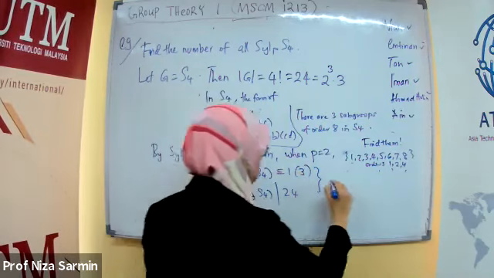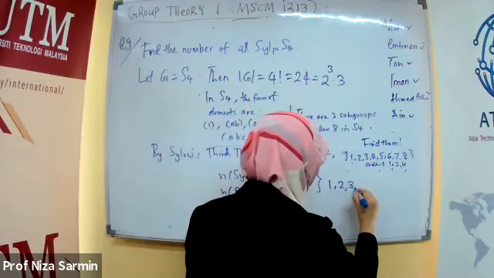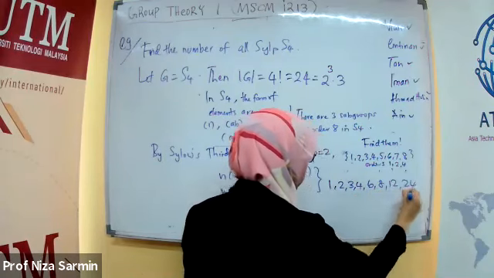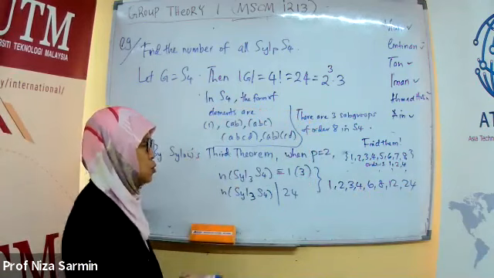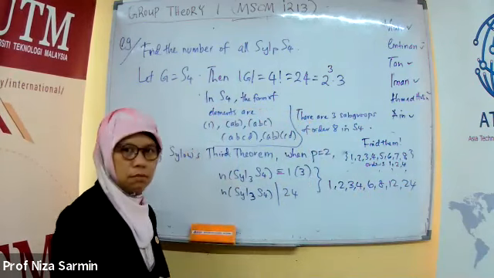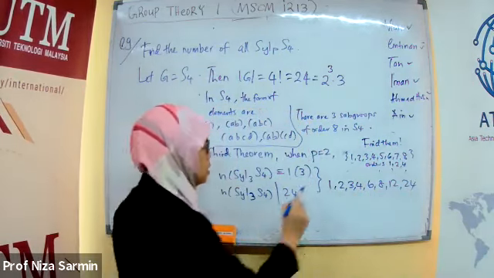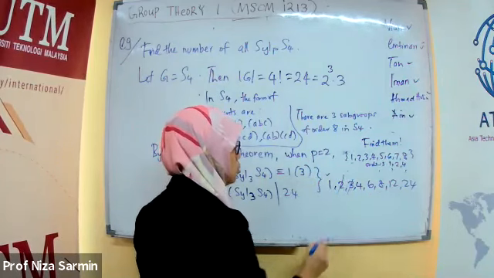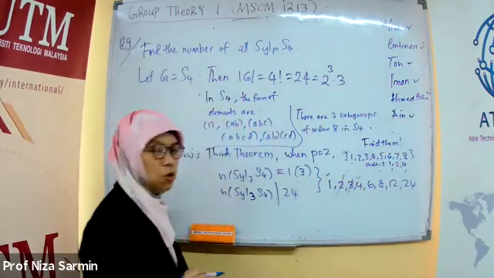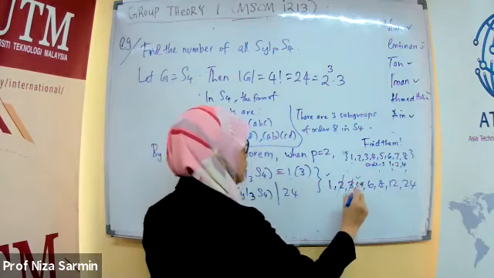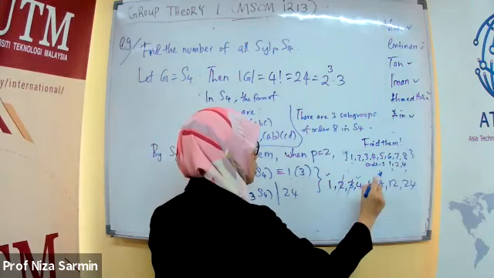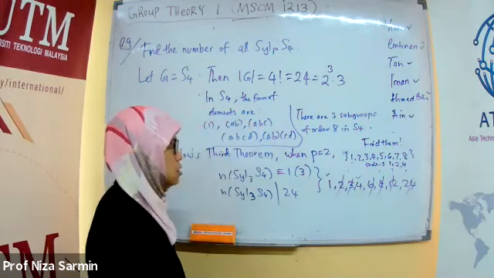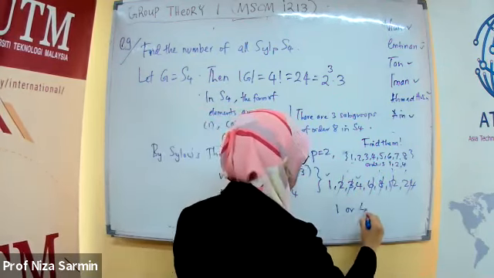Right? So just now we have 1, 2, 3, 4, 6, 8, 12, 24. Now which one is 1 mod 3? 1 is 1 mod 3, 2 is 2 mod 3, 3 is 0 mod 3, 4 is 1 mod 3, 6 is 0 mod 3, 8 is 2 mod 3, 12 is 0 mod 3, 24 is 0 mod 3. So 1 or 4.